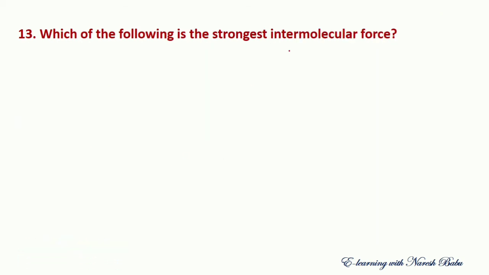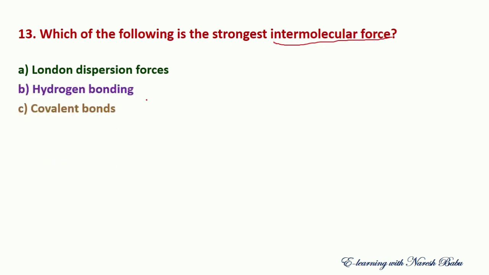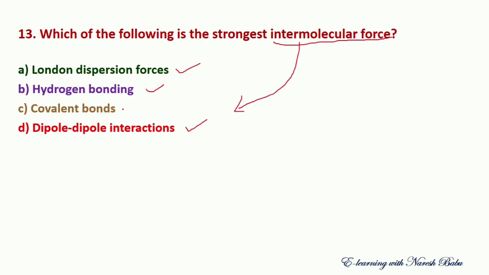And which of the following is the strongest intermolecular force? The given options are London dispersion forces, hydrogen bonding, covalent bonds, and dipole-dipole interactions. Among these four, London dispersion forces, hydrogen bonding, and dipole-dipole interactions are intermolecular forces. But the covalent bond is an intramolecular bond. Mostly in compounds, the intramolecular bond is nothing but the covalent bond. So these three are the intermolecular forces.